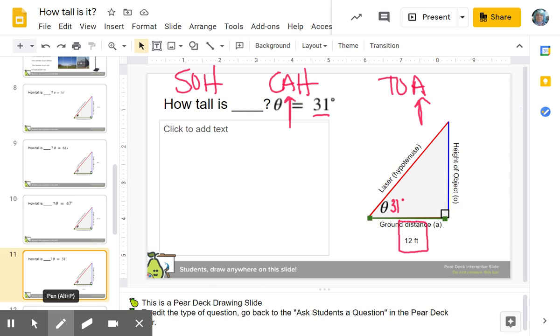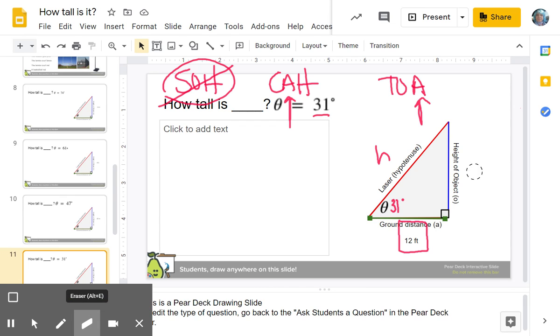So which function can I not use? So can't use this guy because I don't have the opposite. I don't have the O, and I don't have the H. So remember, O is kind of a weird variable. It kind of looks like a 0, so I get confused sometimes. I'm going to change that to a Y.